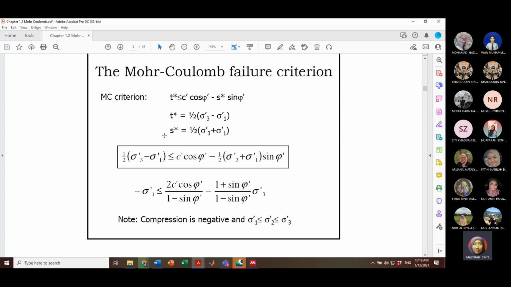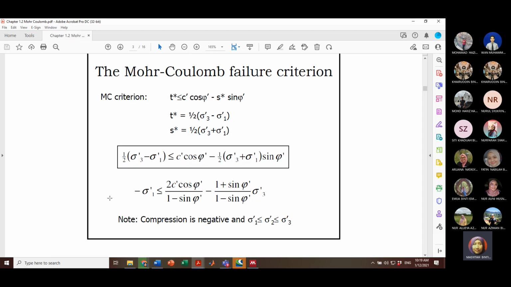So you can see that to know the behavior of the material failing in the Mohr-Coulomb yield criterion using stress path relations, these are the things you can take from the empirical equation: half the deviatoric stress must be less than or equal to c effective cos phi effective minus half of the sigma effective plus sigma 1 sin phi. So here, one of them represents s and one of them represents t. When we rearrange it, these are the things that we can have.